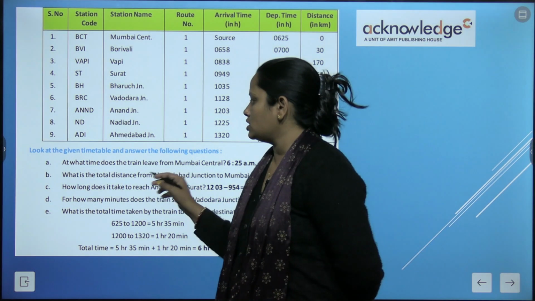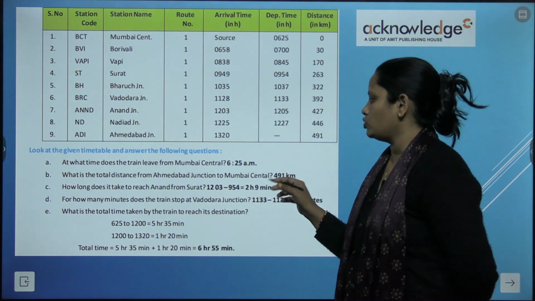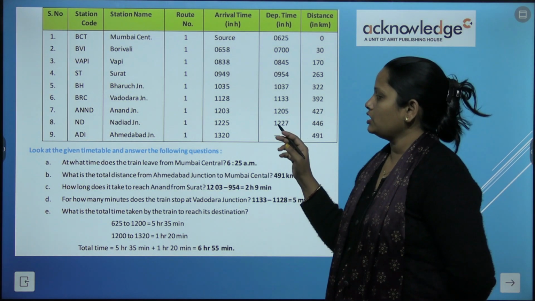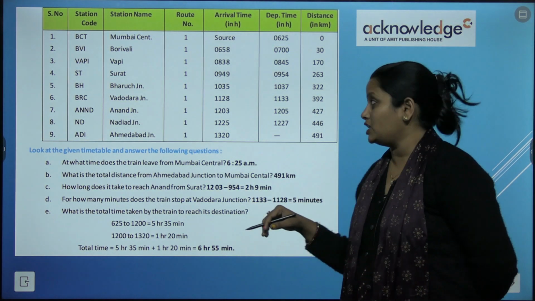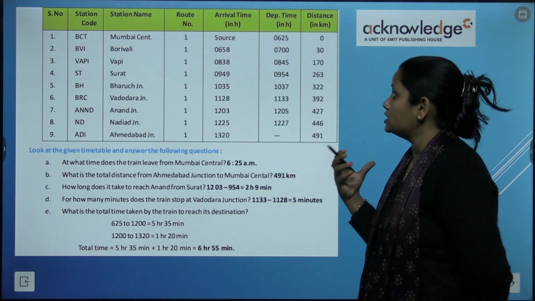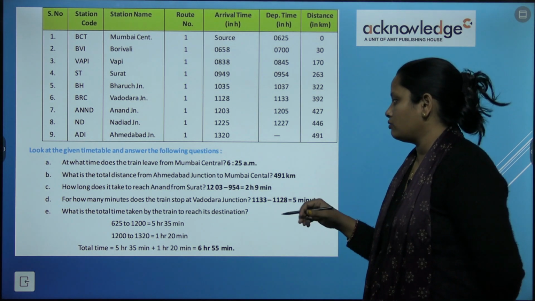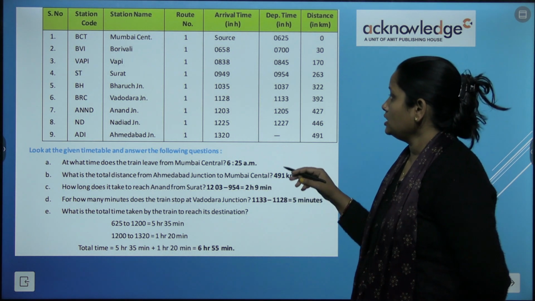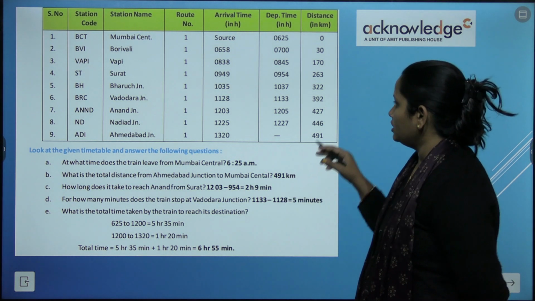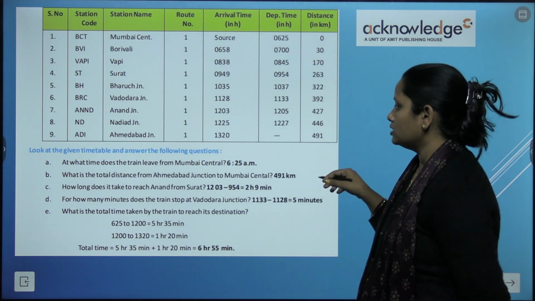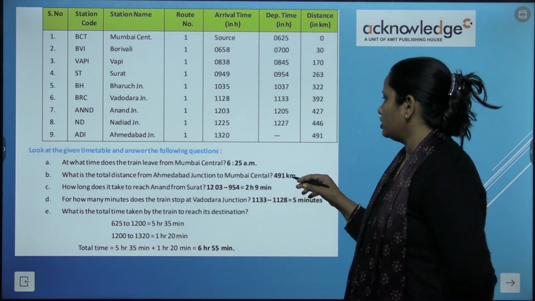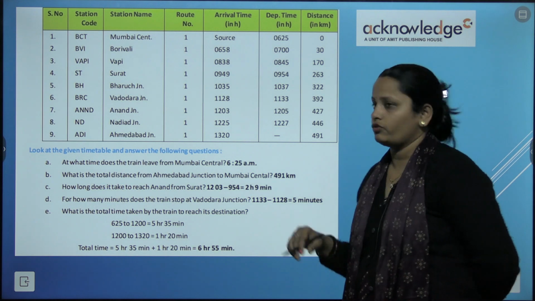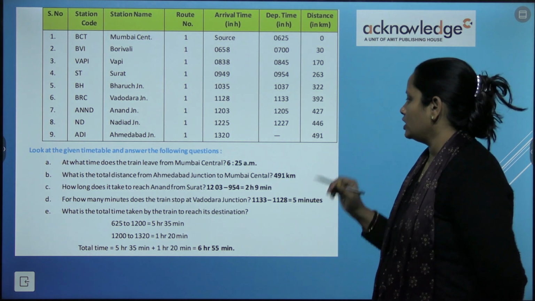Now what is the total distance from Ahmedabad Junction to Mumbai Central? So Mumbai Central और अहमदाबाद के बीच में कितना total distance है? So this we have to calculate. So when we see, let's calculate the total for the total distances. Here you can see 491 kilometers.